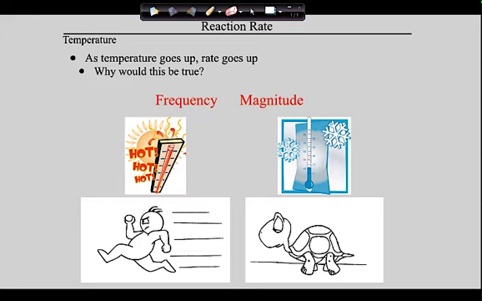Guys, think about it. If you're cold and you're moving slow and you bump, bump, bump, you're not going to hit often and you're not going to hit hard. But guys, if you're hot, you're like boom, boom, boom, boom, boom, boom. You're hitting very frequently and you're hitting very hard. And so guys, it turns out that it's a measure of both. Heating something up causes the collisions to be both more frequent and of higher magnitude.